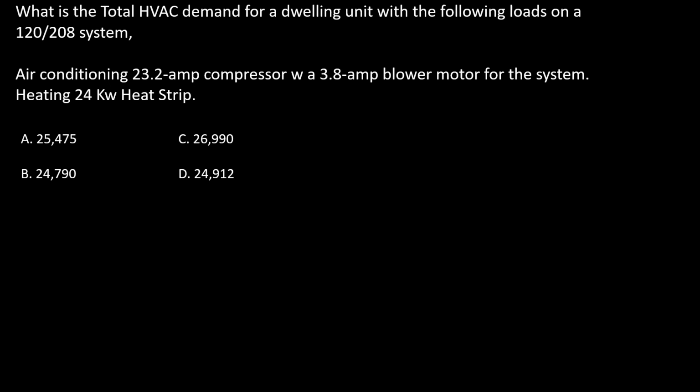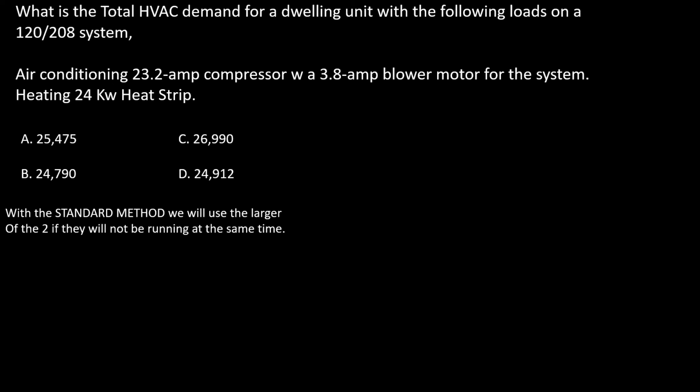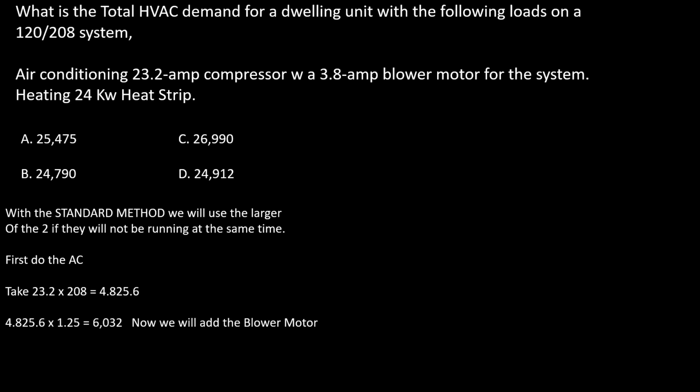What is the total HVAC demand for a dwelling unit with the following loads on a 120/208 system? Air conditioning at 23.2 amp compressor with a 3.8 amp blower motor for the system, and a heating of 24 kW heat strip. We're going to choose the larger of the two. First, we're going to do the AC. We're going to take it and multiply that out, and that's going to give us 4,825.6. Then we're going to multiply that by 1.25, and that's going to give us 6,032.